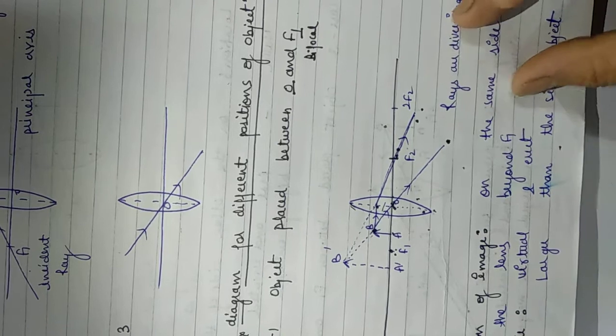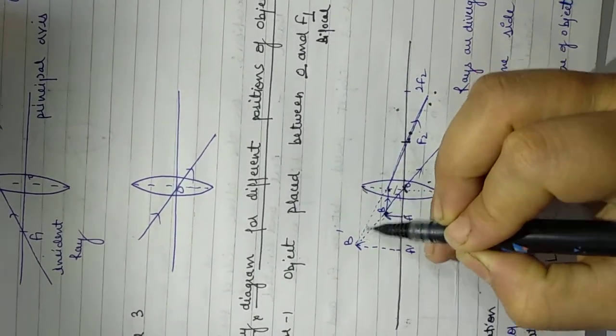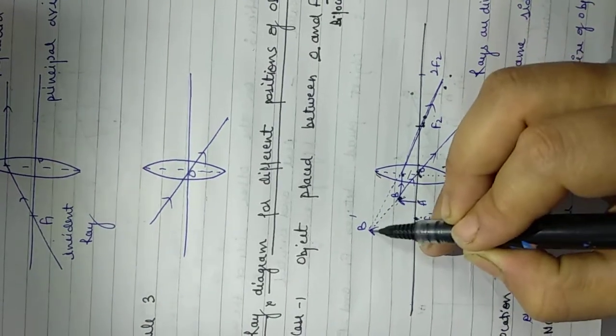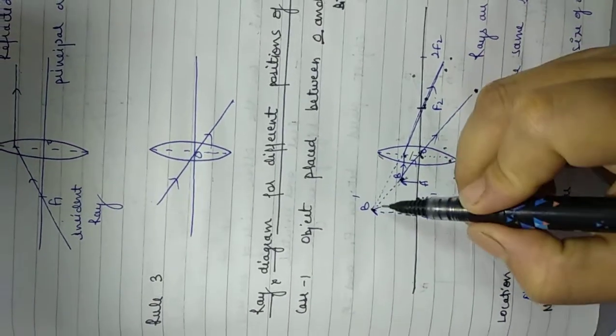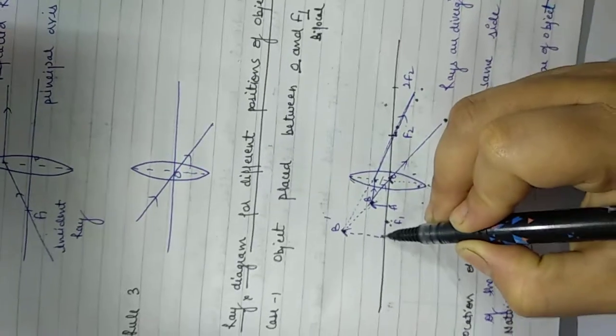Now you can see these two rays are diverging rays. They are never going to meet. So if we draw the rays backward, then we get a meeting point, but this meeting point is not real, it is virtual, and we get an image over here.